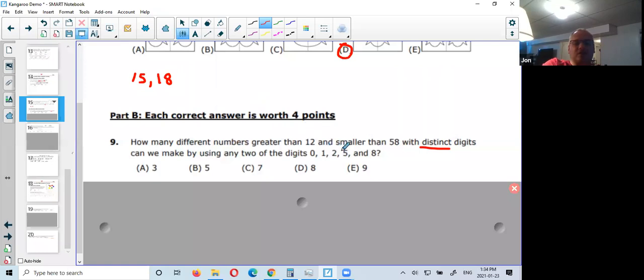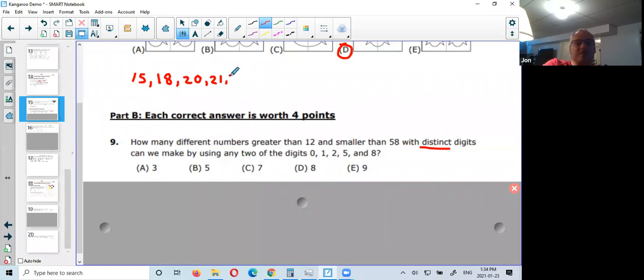What's after 18? What can I build closest to 18? 20. Okay, 20. Why does it say 2 digits? Because you have to use 2 of these numbers. They have to be 2-digit numbers, right? You have to pick 2 of these digits. I think the next one is 21.